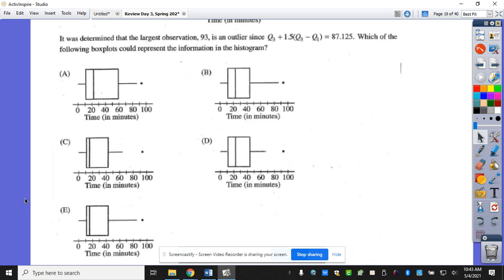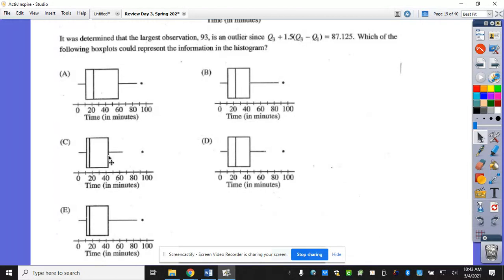In all of these, the minimum dot is the same, the Q1 dot is the same, or Q1 line is the same, and this outlier dot is the same. So that can narrow things down for me really quick, where I'm looking at, I need to choose where this one is, and I might need to look at my Q3 and my median.